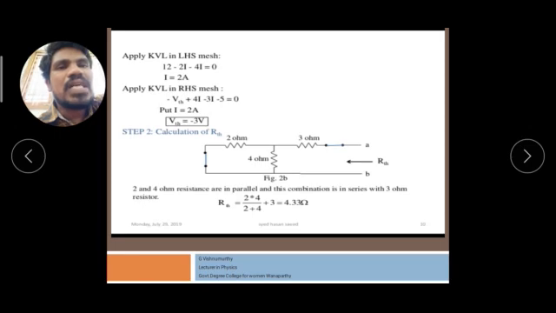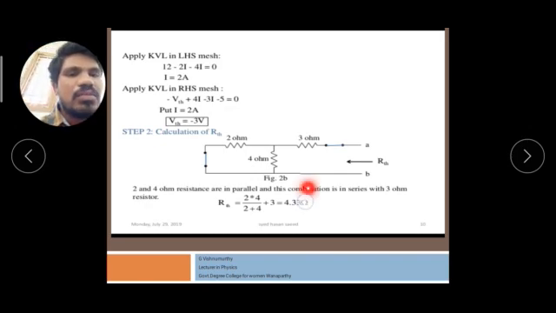When KVL is applied on the left side, and KVL is applied on the right side, we get I is equal to 2 amps. So therefore VTH is equal to minus 3 ohms. Then calculate RTH: 2 ohms in parallel with the 4 ohms, that is 2 into 4 by 2 plus 4, plus series with the 3 ohms, is equal to 4.233 ohms. So this is called the Thevenin resistance.